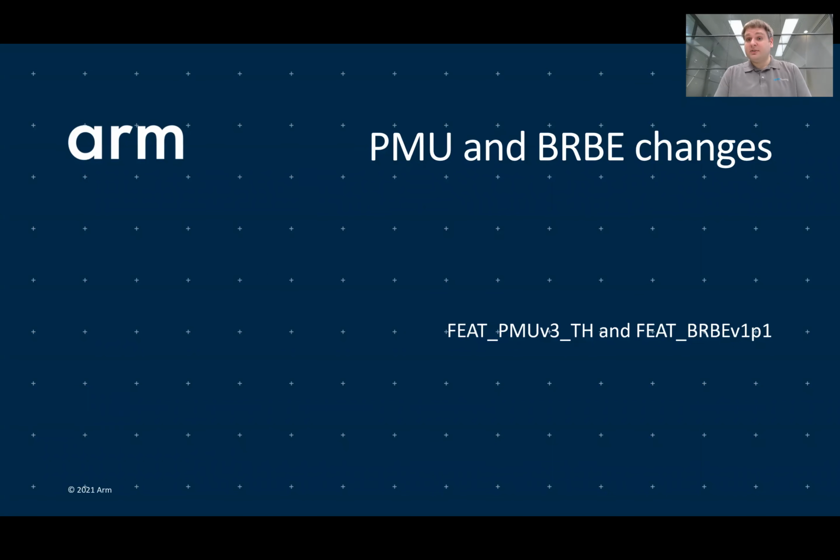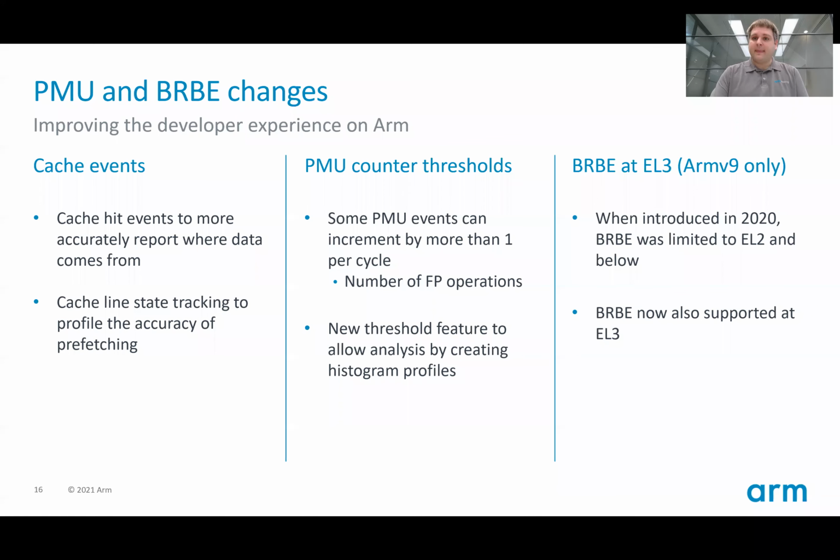The next feature I'm going to talk about relates to the performance monitoring unit and BRB, the branch record buffer. So PMUs are used extensively for debugging and profiling. It's important that ARM platforms are a good platform to develop on. Hardware is ultimately only as good as the software that runs on it. We want it to be a good developer environment, which means being able to get good quality profiling information so that you can enhance your software. PMU is part of that.